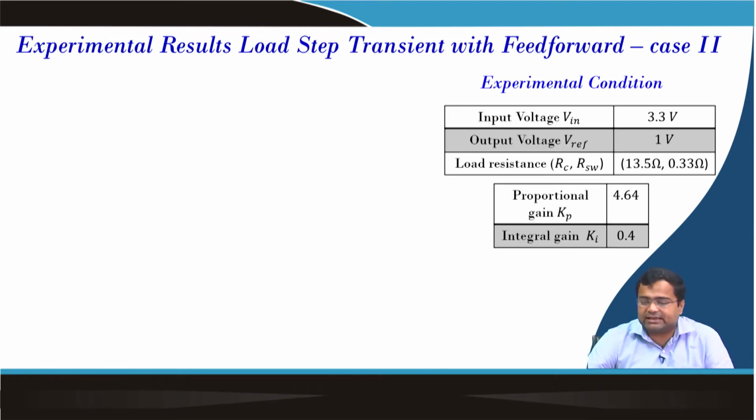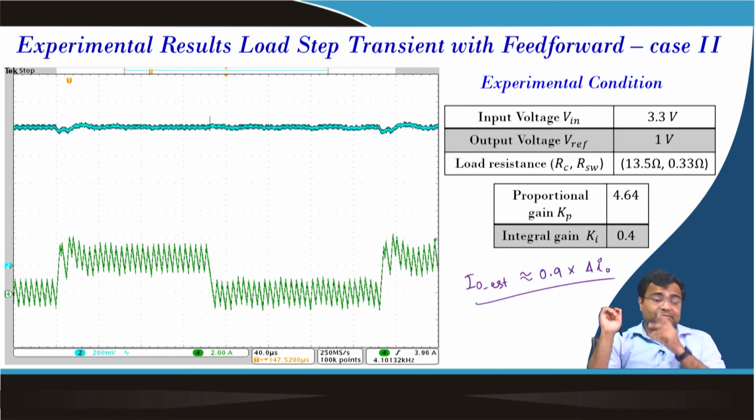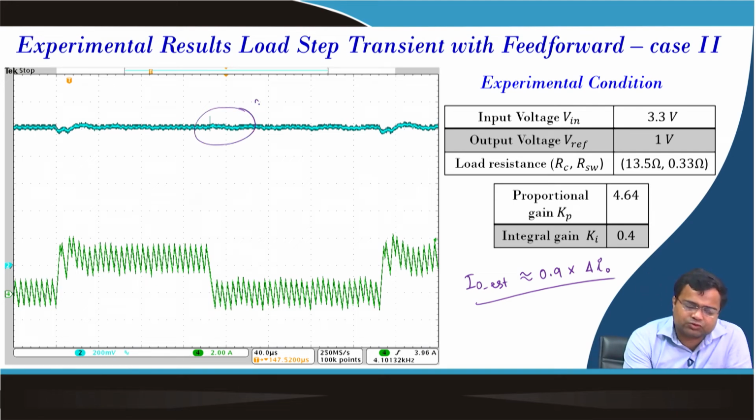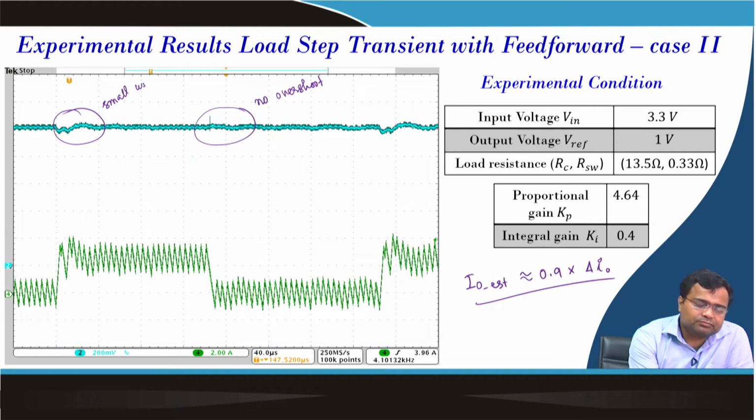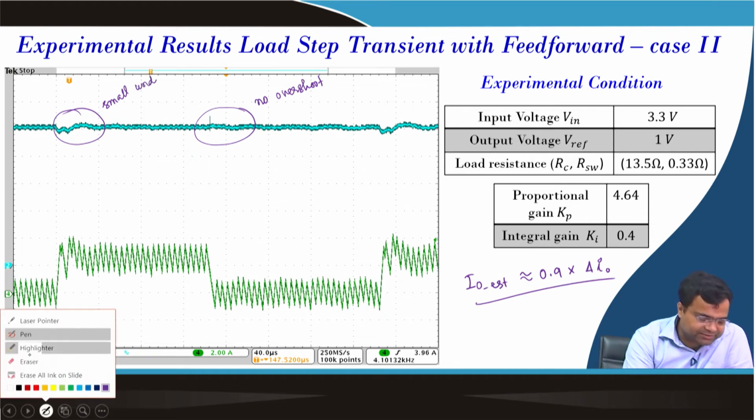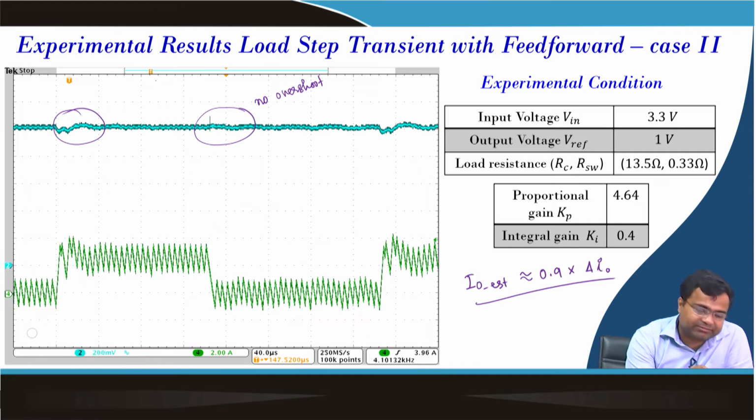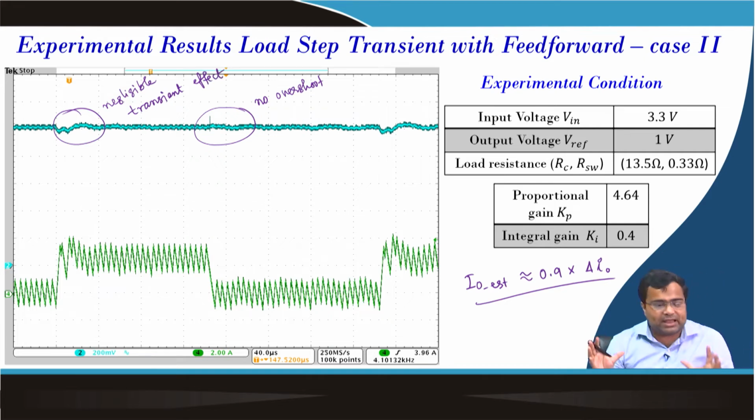But what happens in the second case, with the same condition, if the I0 estimate is about 0.9 times your actual load step size, it is a digital number, then what will happen? Again, overshoot is negligible, almost no overshoot. Again, a small transient effect, I will say negligible transient effect, but this is much superior than without load feed forward.